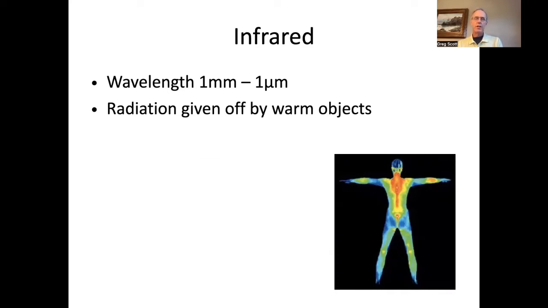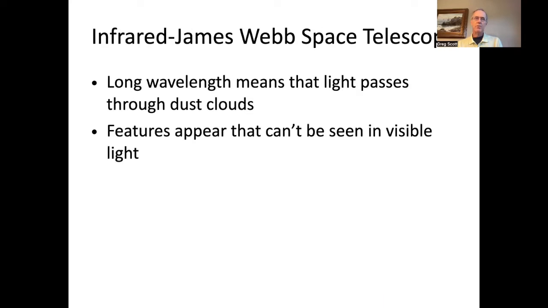Now, the James Webb Telescope has been using infrared radiation. We're seeing pictures that have just been coming in the last couple of weeks. We're seeing amazing pictures from that. The long wavelength of infrared means that the light can pass through gas and dust clouds. We can see features that are not visible in visible light.